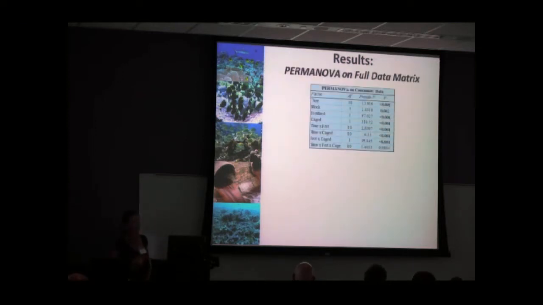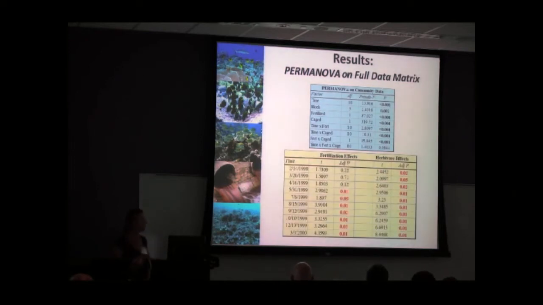And we can look at the statistics for this. So we see significant treatment effects for essentially all of the variables in this model. But the interesting thing that I found was these time by treatment interactions, suggesting that the communities in these treatments were becoming different at different points in time. With the herbivore effects, after 1 month, there are already differences. So we had different algal communities in the cage treatments than we had in the uncaged treatments. But the fertilization effects took over 4 months to become significant.